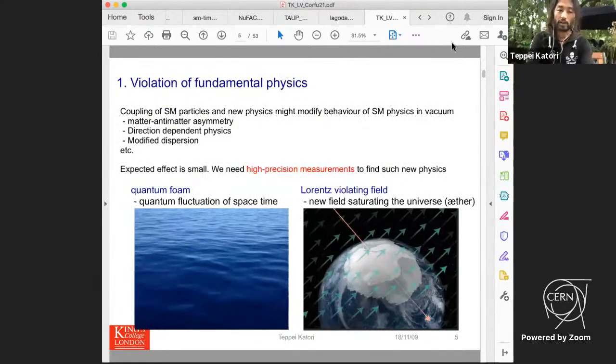So the coupling of standard model with these new physics might modify the behavior of standard model particles in vacuum. So the goal of this work is to look for some new effect in the vacuum. Those include matter-antimatter asymmetry, direction-dependent physics, and modified dispersion, etc. But the effect is expected to be really small, so we need some kind of high precision measurements to find this effect. The effect we are talking about is such as quantum foam or some Lorentz violating field, which is basically ether.